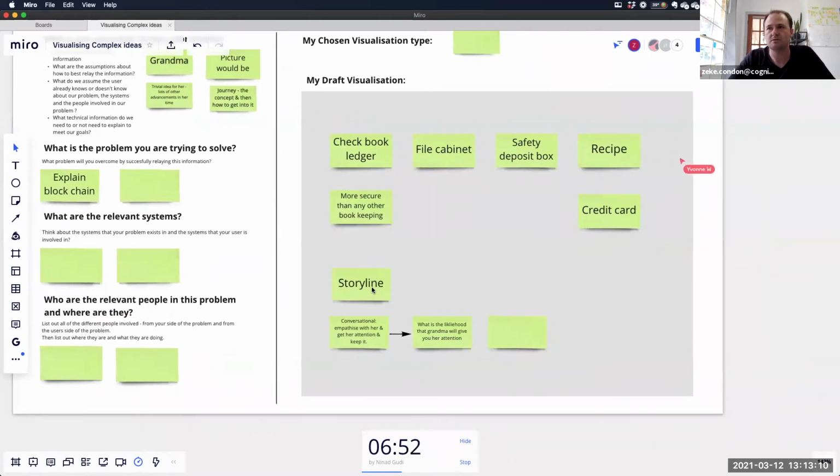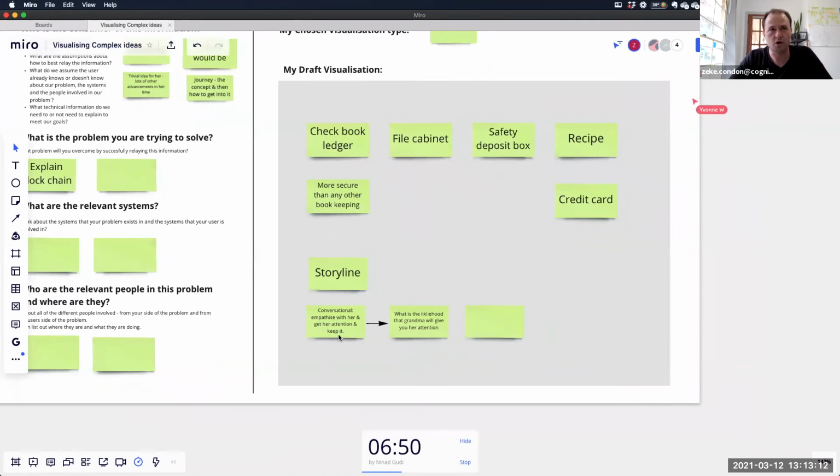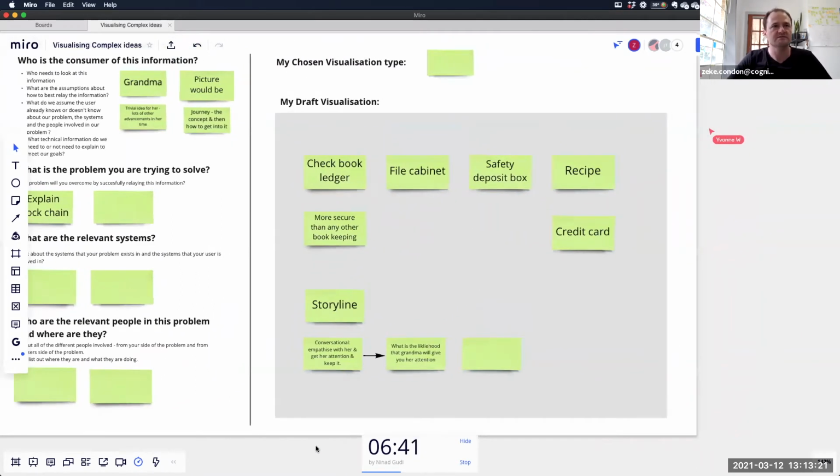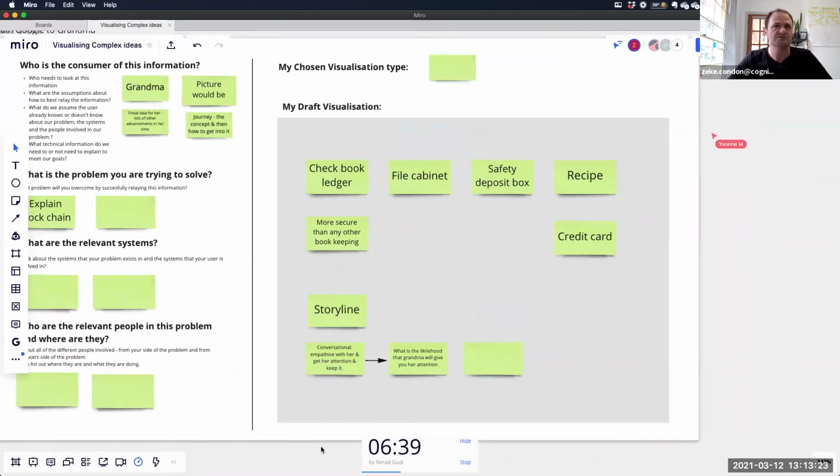So if you've got that, what are some of the things you would need to do if you were to try and visualize this to grandma? What's the first thing you would do before you even visualize blockchain?